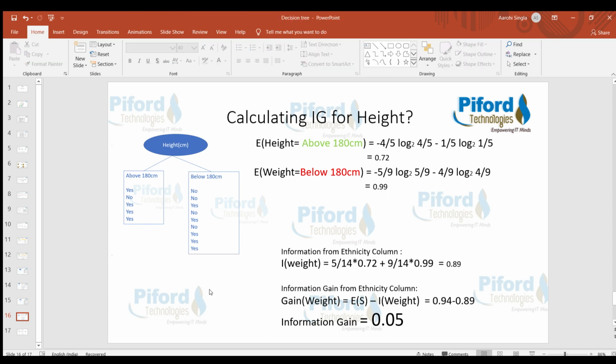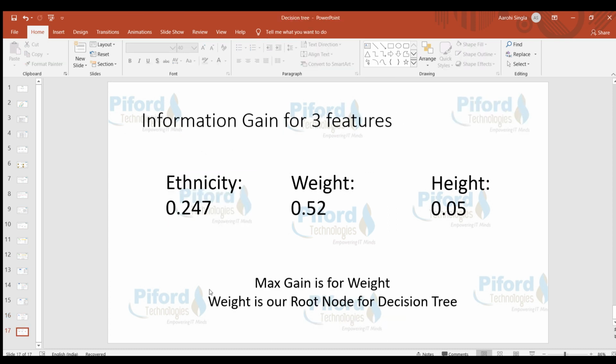So as we have calculated information gain for all the 3 columns, these are the 3 values which we got. I showed you this in the starting, right? And I told you I would explain the concept. So now we know that weight has the highest information gain. That means the weight column is our root node.